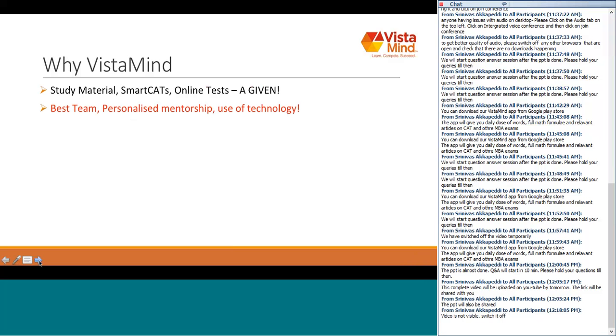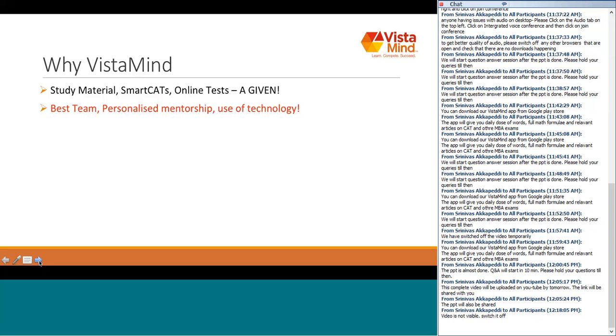Second, we are of course new as VistaMind. We're just 3 years into this. We want to be number one. Hence, we'll put in 200% effort to be the mentors for you, to make sure that you make it to the IIMs, so that you will recommend us.